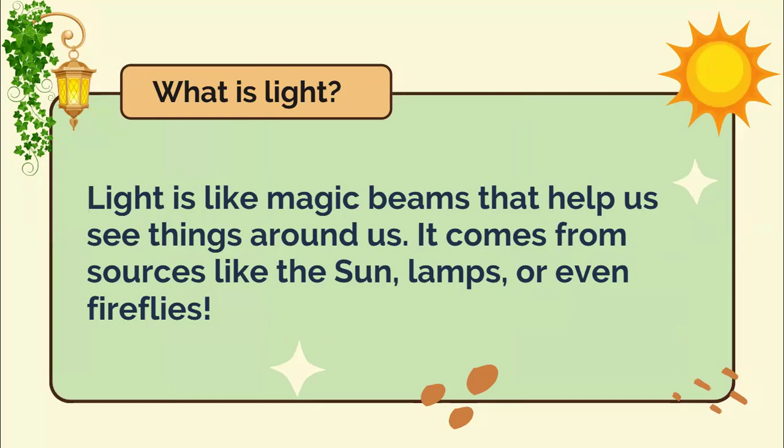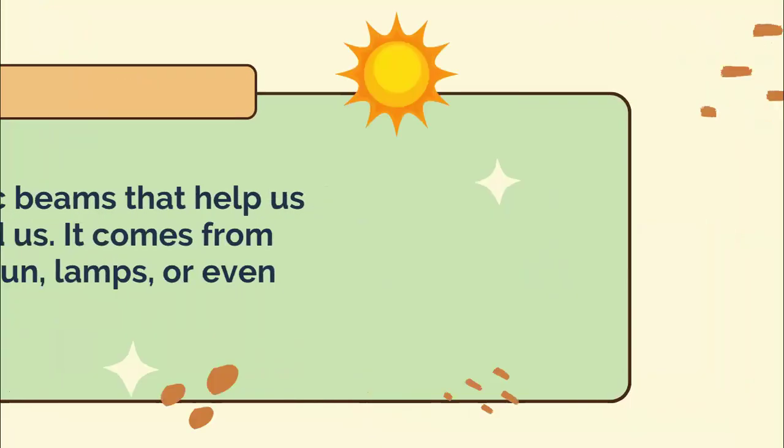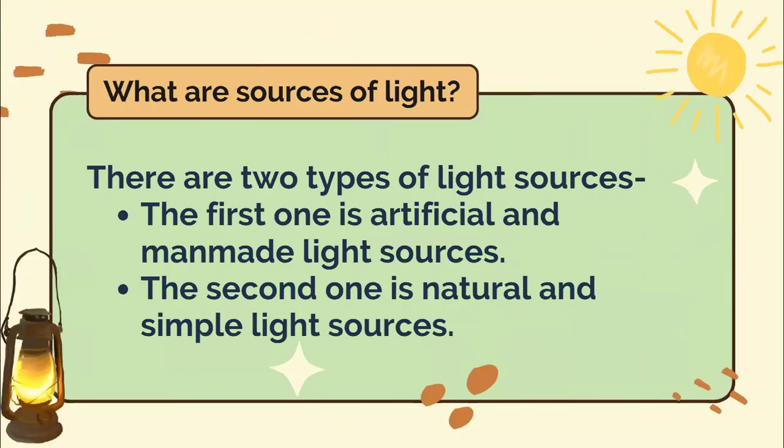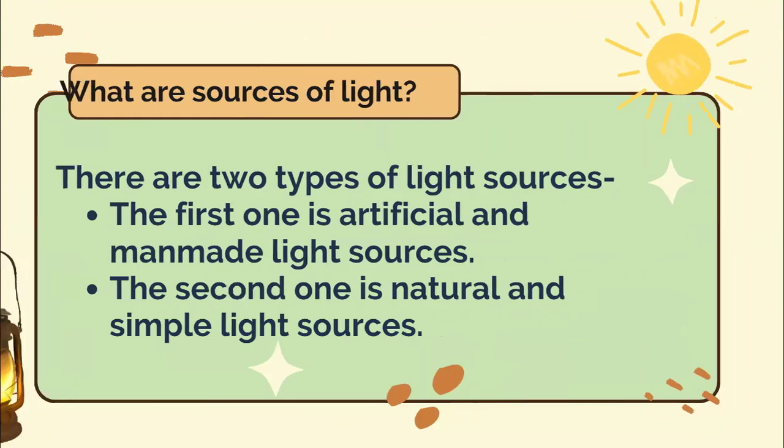Have you ever seen the firefly's body? It's glowing in yellow color, right? Yes, even fireflies are a source of light. So, there are two types of light sources. The first one is artificial, human made light sources, and the second one is natural and simple light sources which come from our nature.